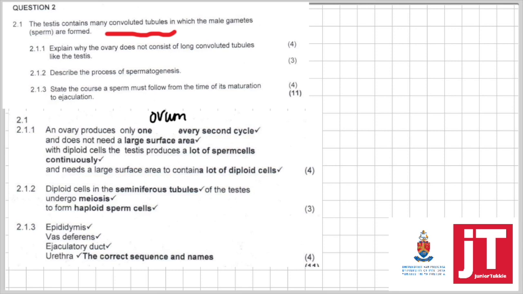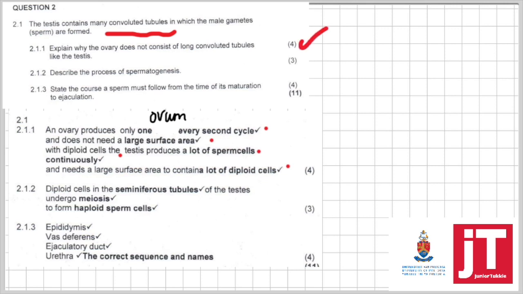Now, an ovary will only produce one ovum every second cycle, and it does not need a large surface area. Whereas the diploid cells of the testes produce a lot of sperm cells continuously, and they need a large surface area to contain a lot of diploid cells, so they can produce a lot of sperm.